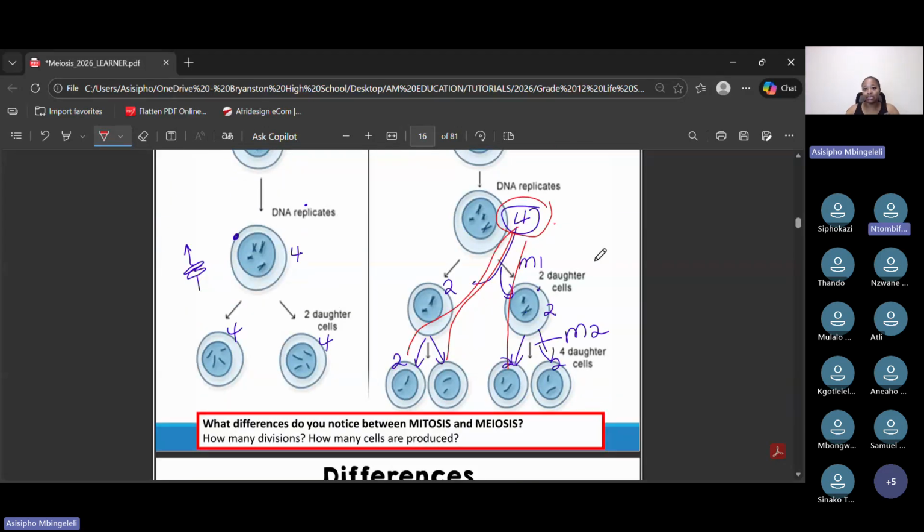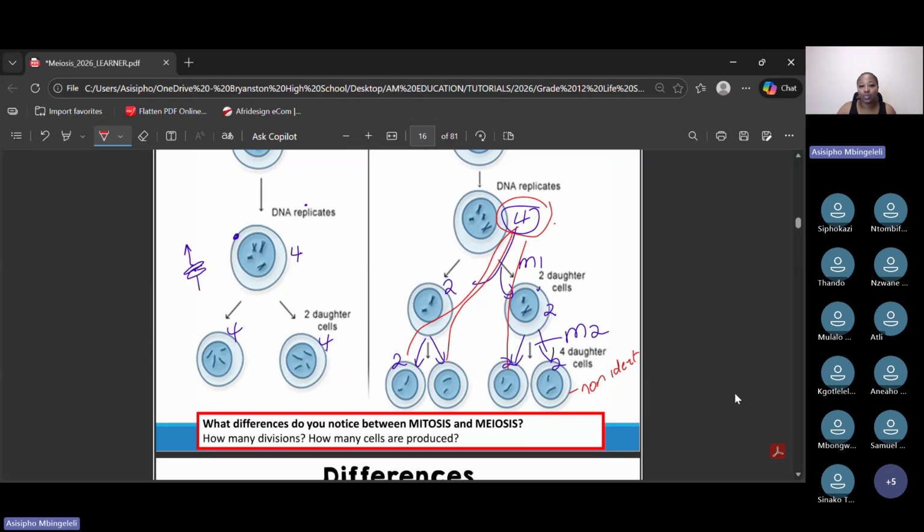The reason DNA replication occurs is for the genetic material to be shared amongst the cells, so that each cell can have the genetic material. But we know that here, the genetic material for each cell will be non-identical, and that is due to prophase 1 and also metaphase 1 and 2, which we are going to look at.